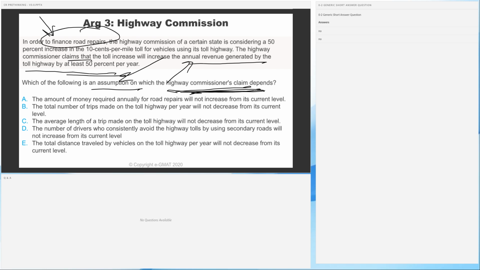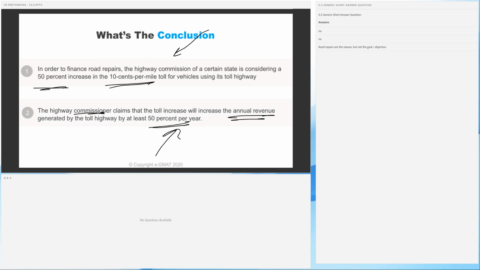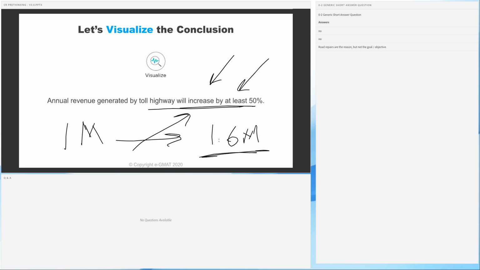Okay, we don't know that. All the highway commissioner is claiming is if we increase the toll overall, then my overall revenue is going to go up by 50%. Okay. As someone said, road repairs are the reason for it, but not the objective to finance all of this.